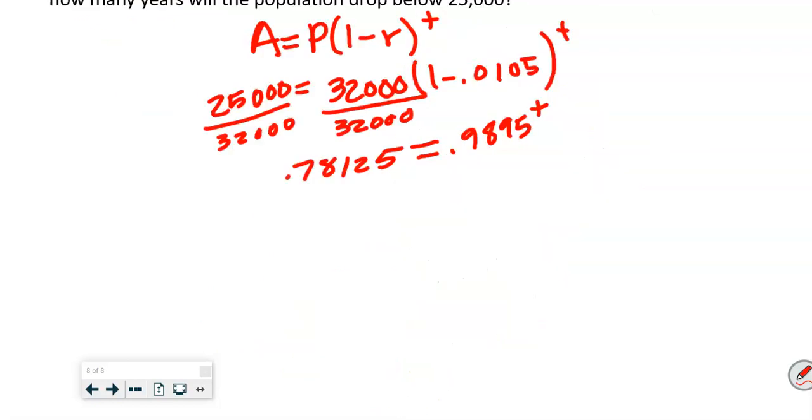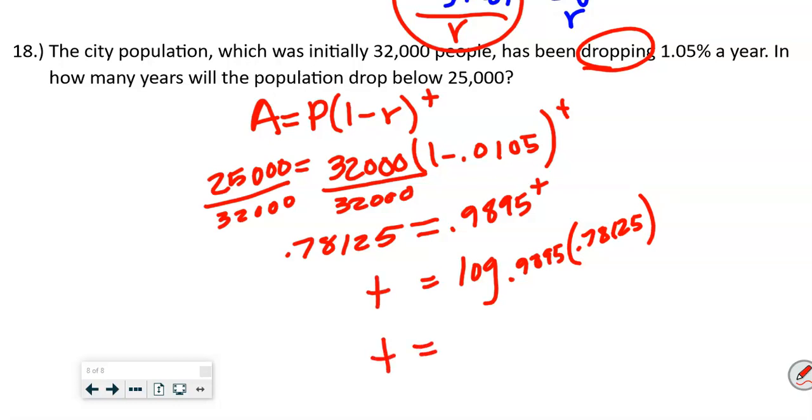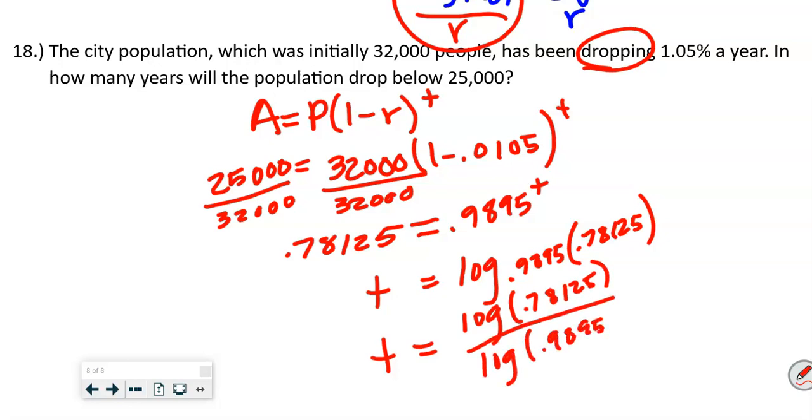Now I'm going to take this and I'm going to write it as a log, okay? So we're going to take log base 0.9895 of what's on the other side of the parenthesis, the 0.78125, and that's going to be equal to my t, right? So now we're going to use the change of base formula. So t is going to be equal to the log of that 0.78125 divided by the log of the 0.9895. Do that in your calculator, and when you do, you're going to get that this is equal to 23.4 years.